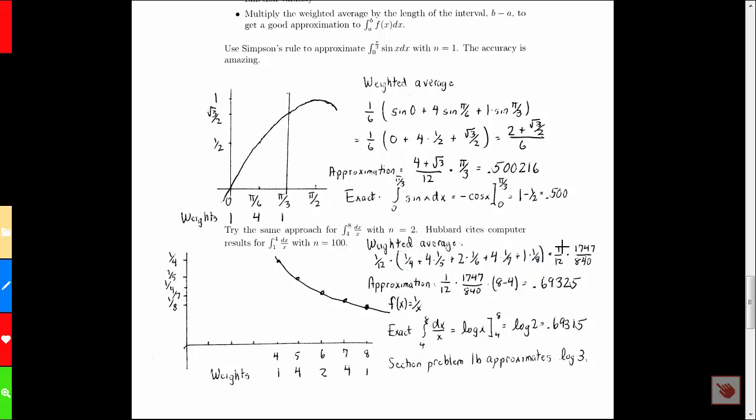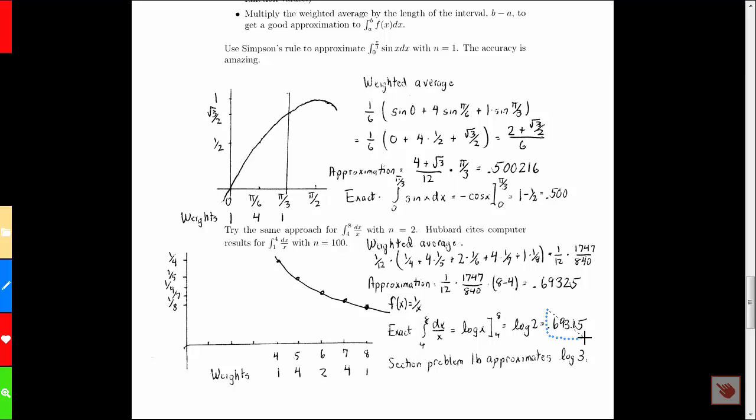I actually added all these fractions together, got 1747 over 840, multiplied that by 1/12, carefully remembered to multiply by the length of b minus a, 8 minus 4, and I got 0.69325. I can only remember 3 digits of the natural logarithm of 2, so I had to look it up.